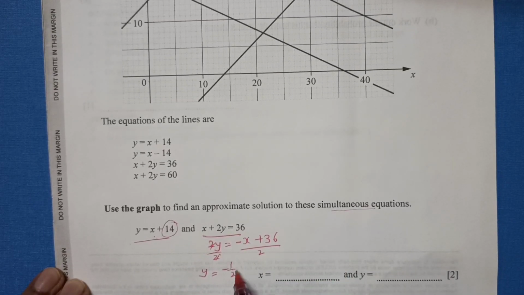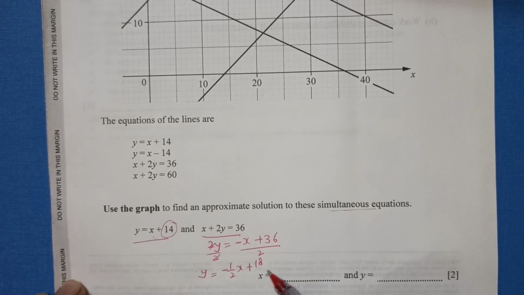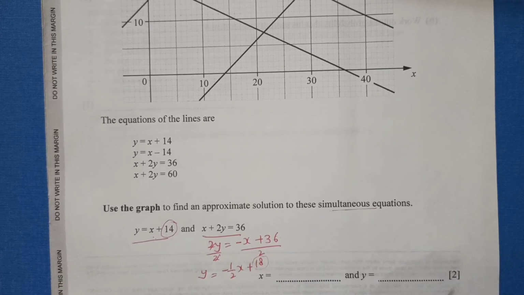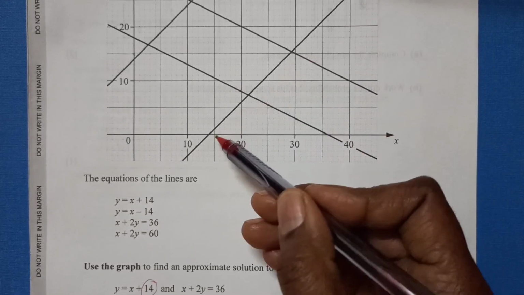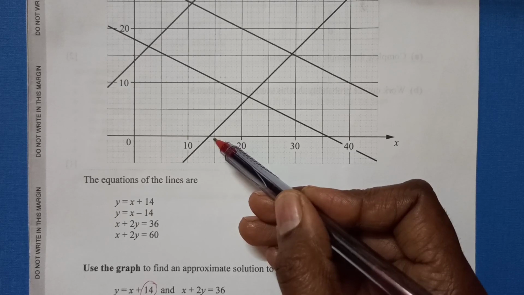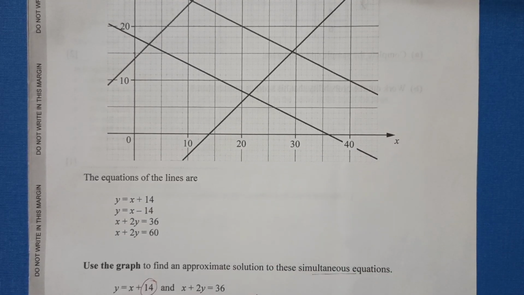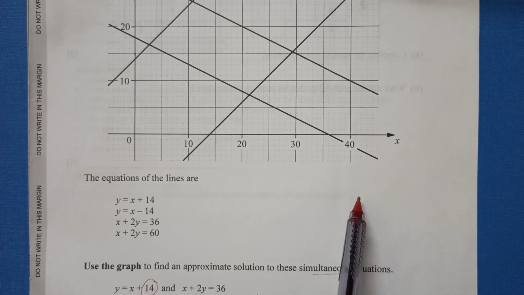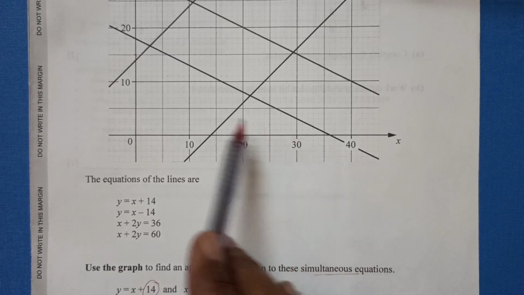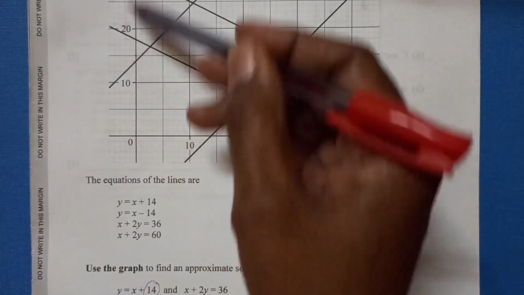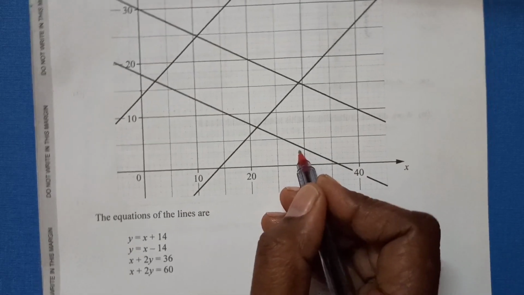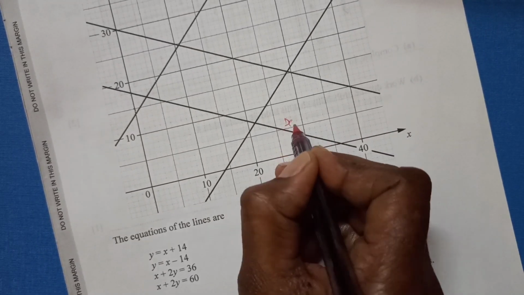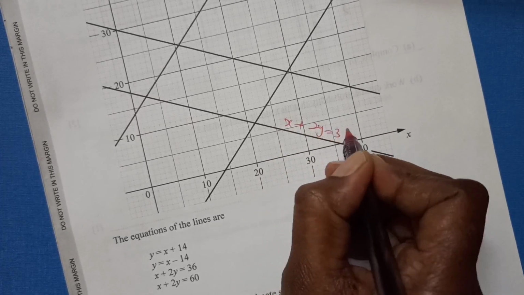This will be negative half x plus 18. When you divide 36 by 2, it will be 18. So now we are looking for the line with the x equals 18 intercept, y intercept. It is x plus 2y equals 36. 18 x, y intercept 18. This is the y line, so it is 18 here. So this is the equation of the line x plus 2y equals 36.